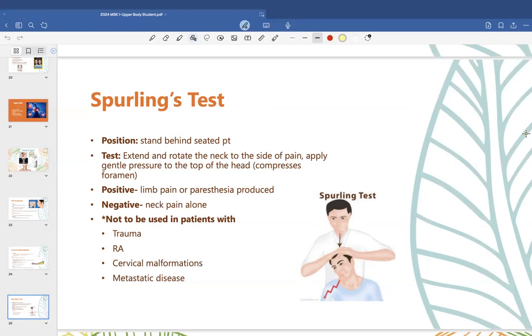Wouldn't do this if someone just has spasms and neck pain. This is truly for the radicular symptoms. Don't do this in trauma patients. Don't do this in RA patients with cervical vascular malformations, metastatic disease. You'll fracture right through an osteoporotic vertebrae and just break right through it.